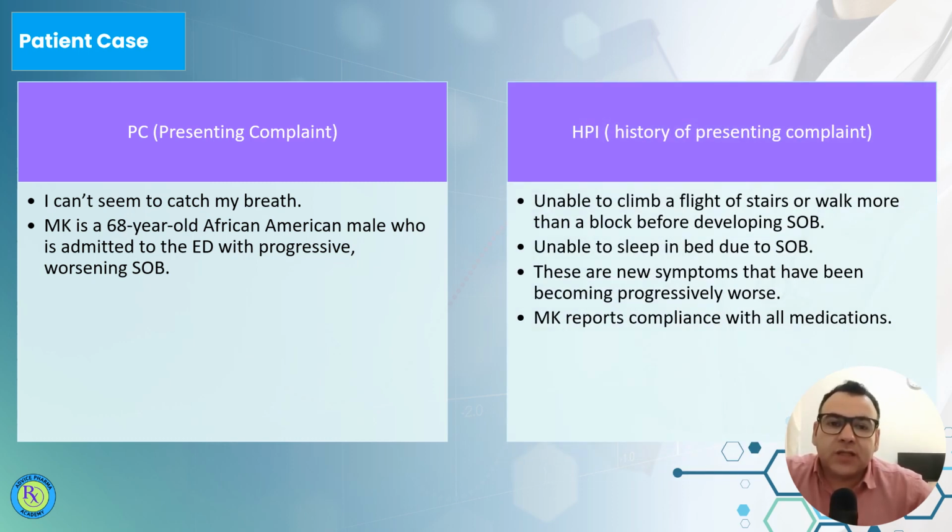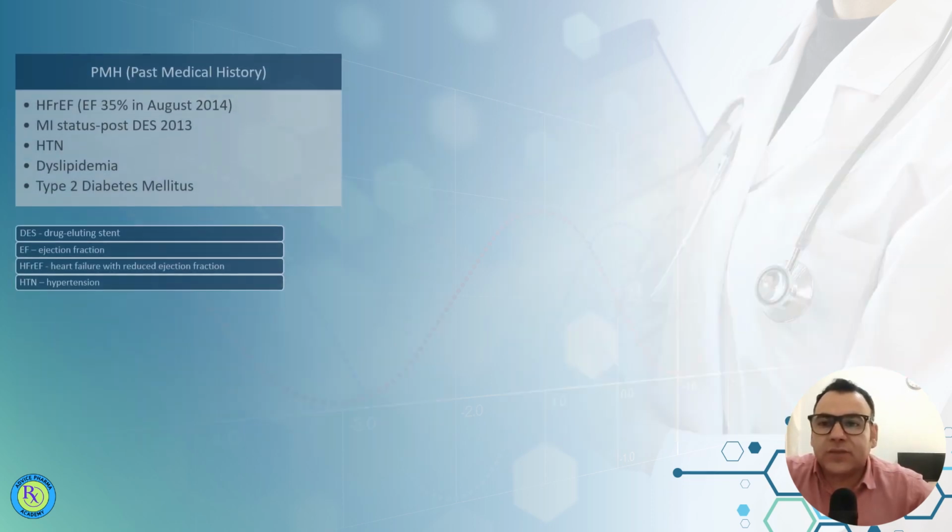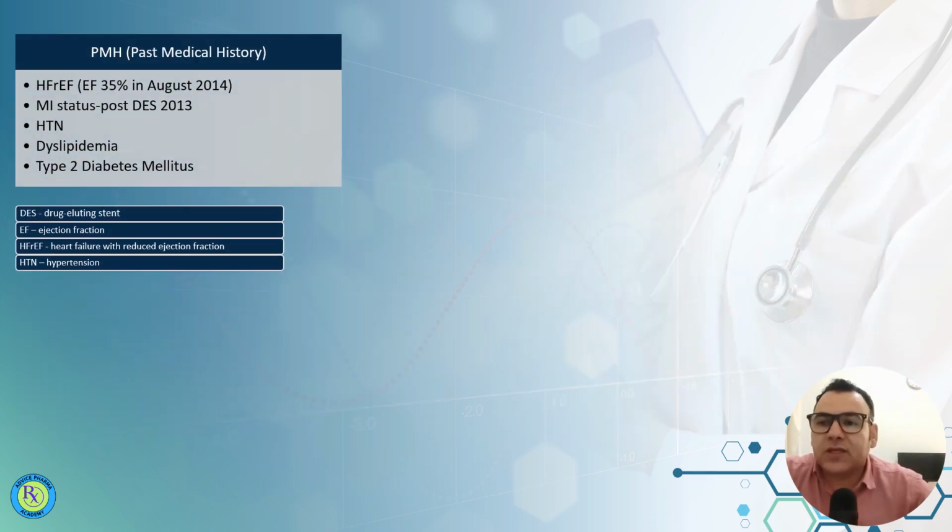What is the HPI, the history of presenting complaint? He is unable to climb a flight of stairs or walk more than a block before developing shortness of breath. He is unable to sleep in bed due to shortness of breath. These are new symptoms that have become progressively worse, and he reports compliance to his medication. So what is his past medical history? He has heart failure with reduced ejection fraction since August 2014, MI with drug-eluting stent, hypertension, dyslipidemia, and type 2 diabetes.